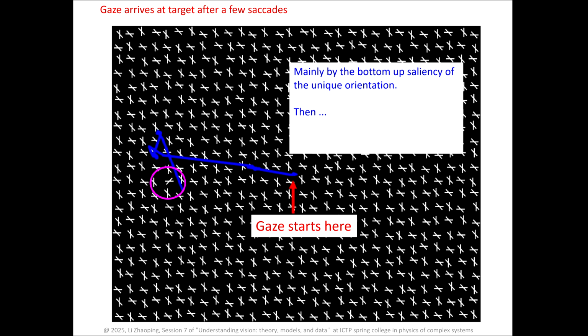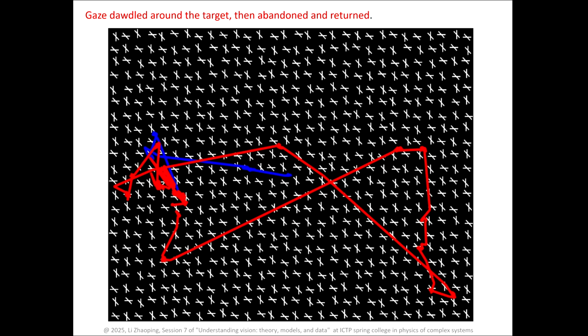This is visual selection of this target location, mainly guided by the saliency of the uniquely oriented bar. Then, after the gaze arrives, the gaze trajectory continues following this red-colored trace. The gaze hesitates around the target, then abandons the target to search elsewhere before eventually returning to the target. This is all likely why most of us did not realize that our gaze had visited the target quite a while back before we finally identified the target.